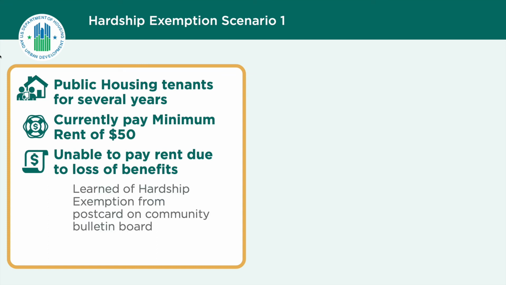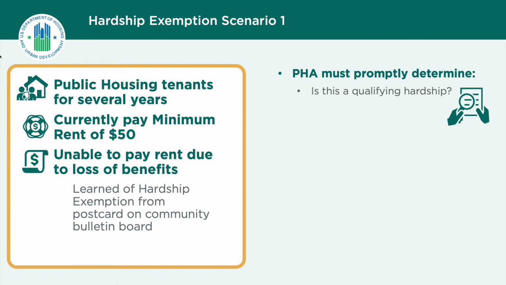They had learned about the minimum rent hardship exemption policy from a postcard on their community bulletin board a few months prior and contacted PHA staff to request an exemption. Upon receiving the request, the PHA must promptly determine if they have a qualifying hardship and whether it is short-term or long-term. While these determinations are occurring, the PHA suspends the minimum rent beginning the next month.